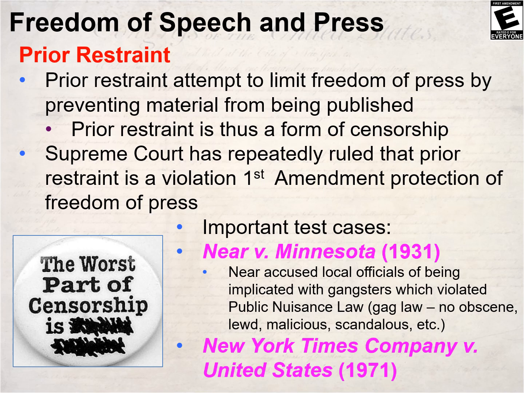What went down here is Mr. Near in Minnesota accused local officials of being implicated with gangsters, and that violated the public nuisance law. And Minnesota had a gag law saying that you could not have anything obscene, lewd, malicious, or scandalous printed in newspapers. Well, then let me ask you guys, what would ever be printed in a newspaper? Okay. So again, that's the Supreme Court upholding prior restraint and ensuring that the federal government does not restrain a newspaper before they publish something. And New York Times Company versus the U.S., do you guys recall that's the case around the Vietnam War? Okay. Pentagon Papers. Okay.